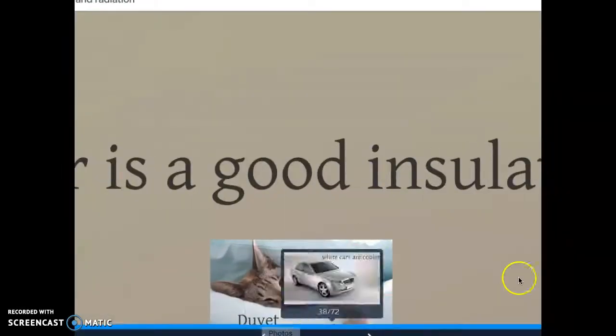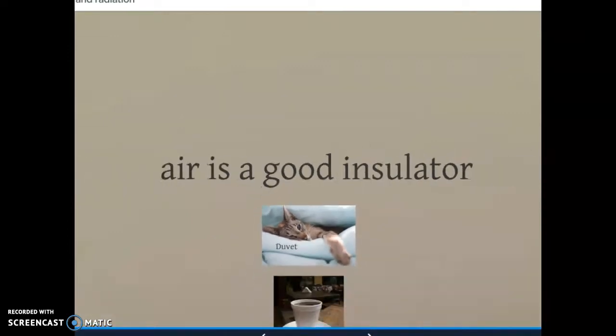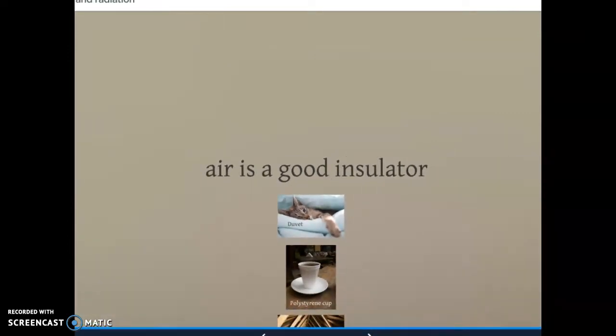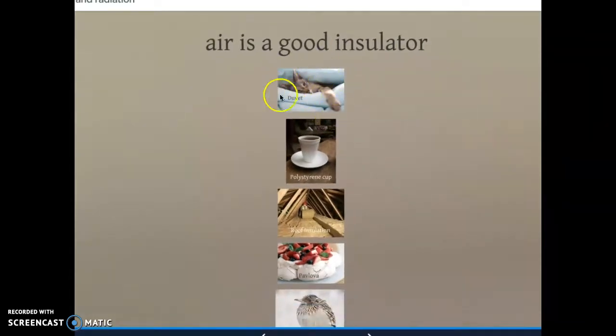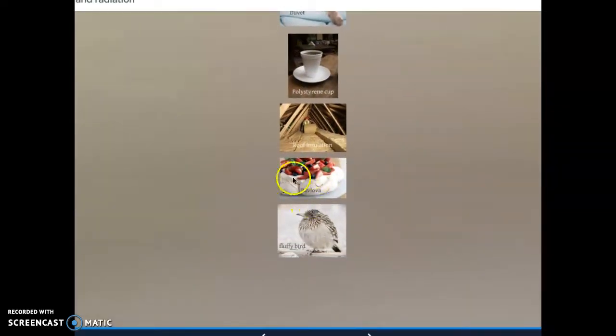So let's have a look at a few more pictures. Okay, air is a good insulator. So anything that's got a cushion of air is not going to transfer heat. So duvets, spongy, right? They have air in them, and air particles do not pass heat on. Polystyrene cups are spongy. Roof insulation is spongy. A baked pavlova, which is meringue, which has lots of air bubbles.